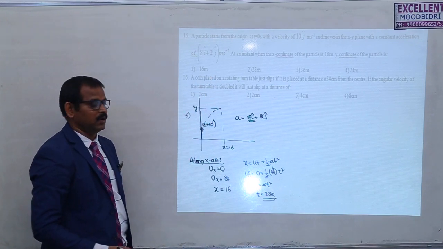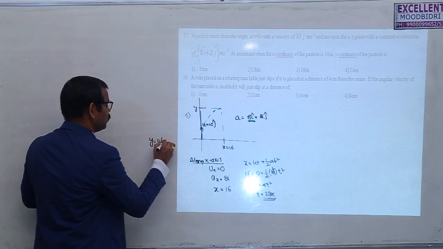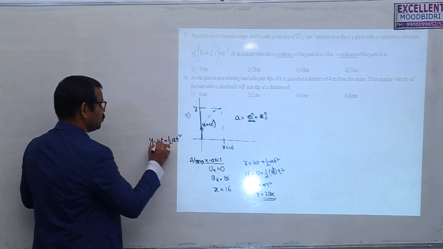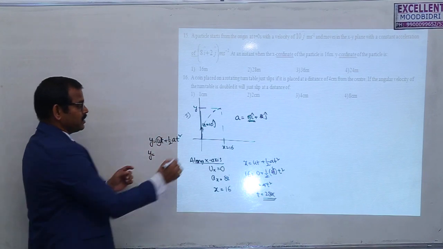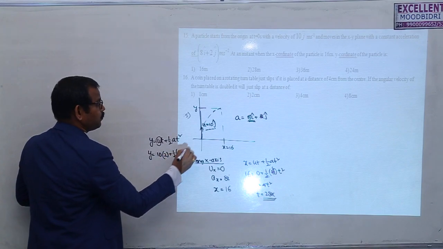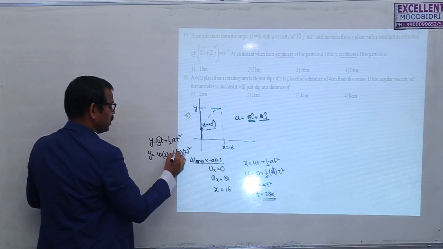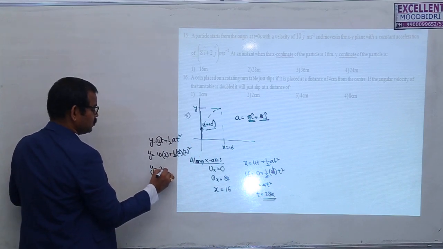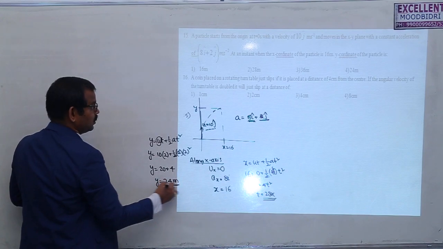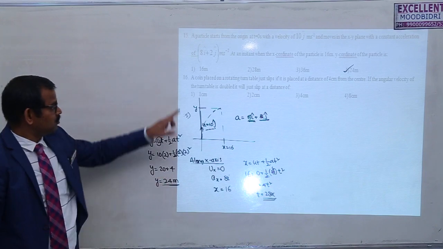Now, what is the y coordinate for the same time? The y coordinate is given by y is equal to ut plus half at square. Y is equal to initial velocity along y-axis, which is already given as 10, and the time taken 2, plus half into acceleration along y-axis, 2, into 2 square. This 2 gets cancelled. Y is equal to 20 plus 4. So this is 24 meters. So the correct answer here is option 4.